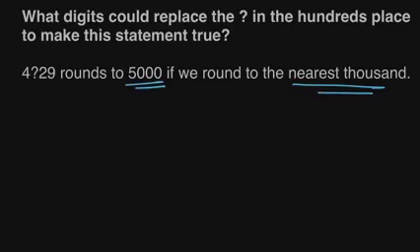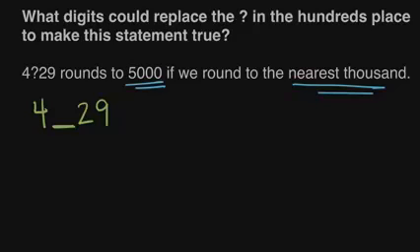And what we know about our number so far is it starts with 4,000. Then we'll fill in the digit for the hundreds and ends with 29. So we want to know what digits from 0 to 9 can we fill in here so that this number is closer to 5,000 than any other thousand. Well, the only other thousand this could be close to is 4,000, because we're starting with a 4 here, all of our numbers will be between 4,000 and 5,000.